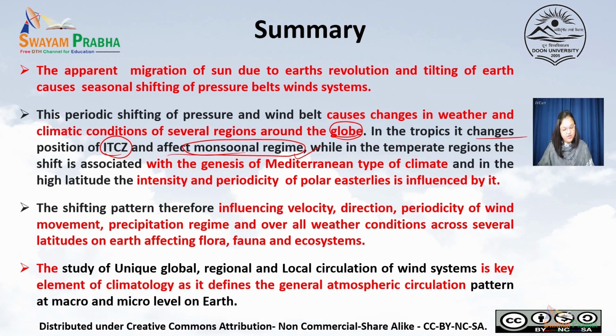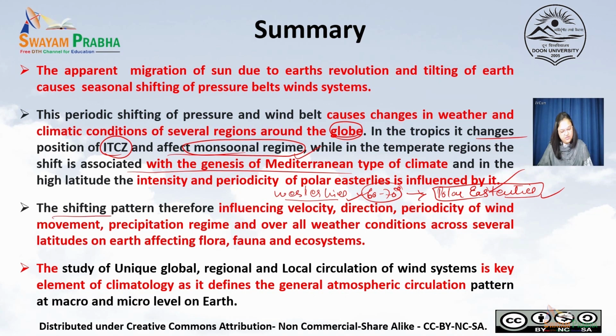While in the temperate regions, the shifting is associated with the genesis of the Mediterranean type of climate. And in the higher latitudes, the intensity and periodicity of polar easterlies is also influenced by the shifting of pressure and wind belts northward and southward. So in 60 to 70 degree latitudes in both the hemispheres, the regions experience dominance of polar easterlies during the winter season, while during the summer season, these areas experience the westerlies because of the northward shift of the pressure belts during the summer season.